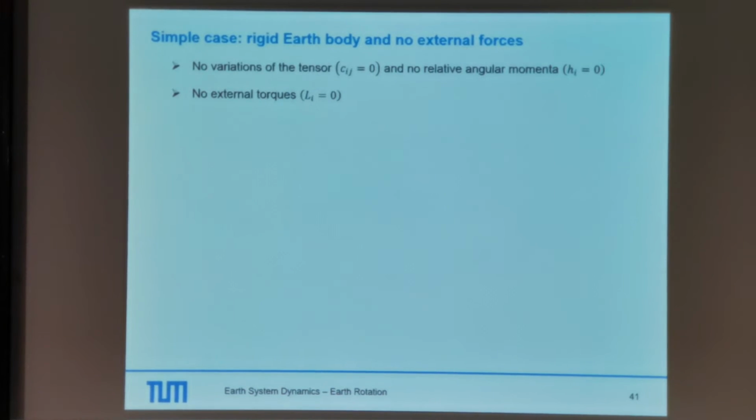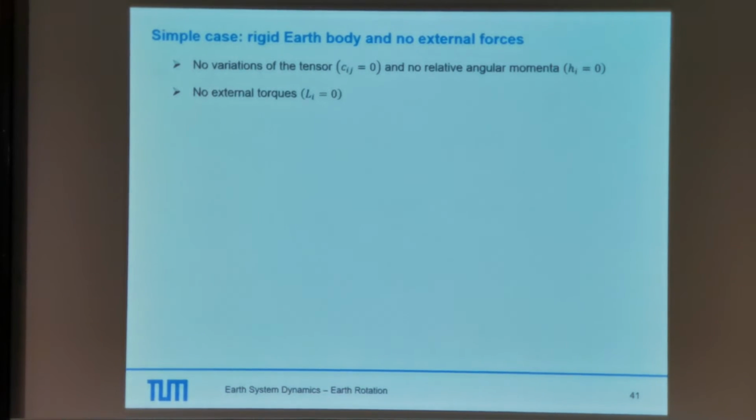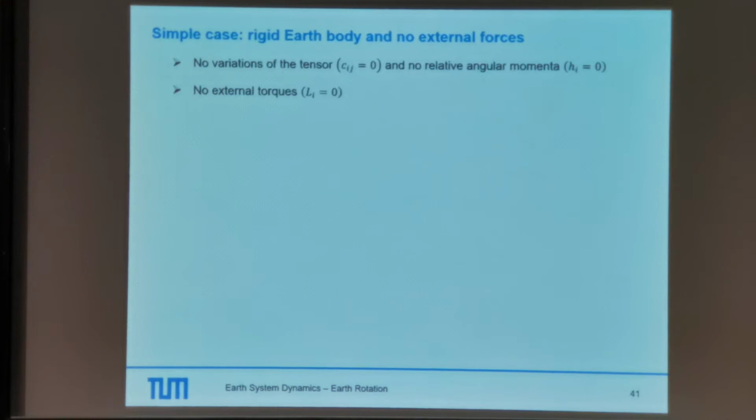Okay, let's simplify it a little bit in order to study a couple of examples. First of all, we assume no variations of the tensor, which means we do not account for, we do not have, in our example, mass redistributions.